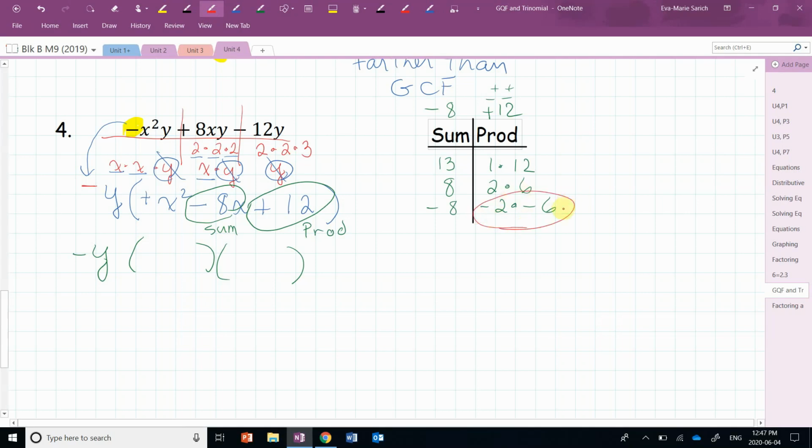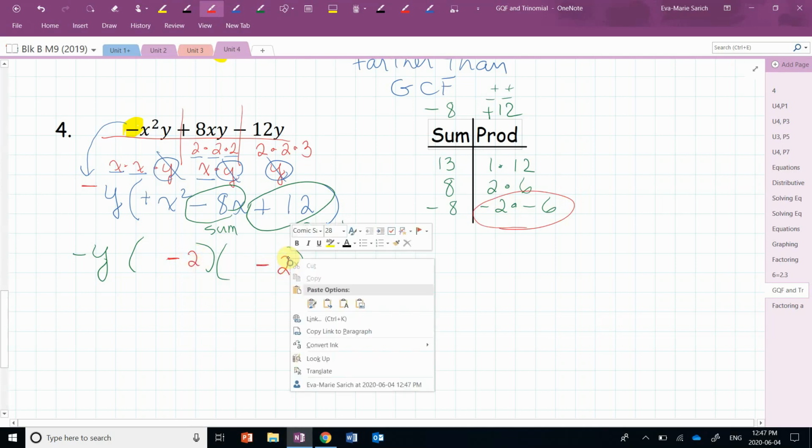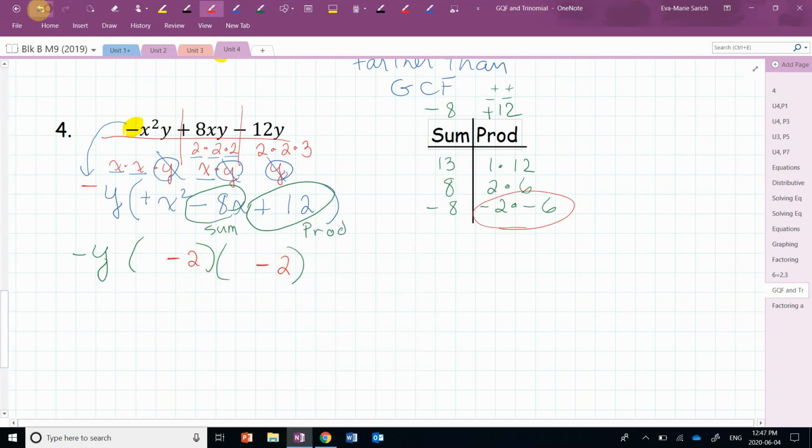Okay? So they become our second terms of our binomials. So negative 2 is one of them, and negative 6 is the other. Whoops, I wrote negative 2 again. Negative 6. Doesn't matter the order. You could put the negative 6 first and the negative 2 after, but they have to be the second term.